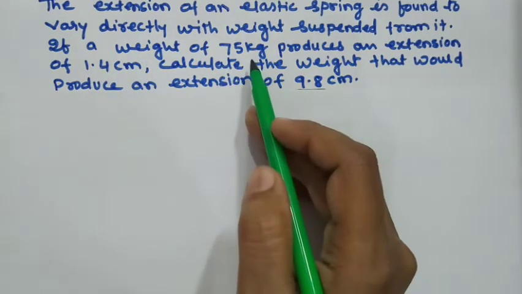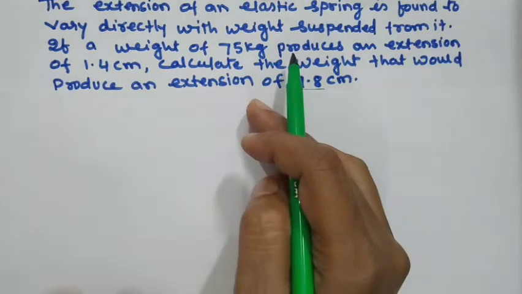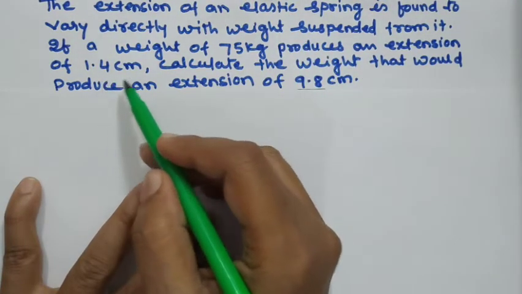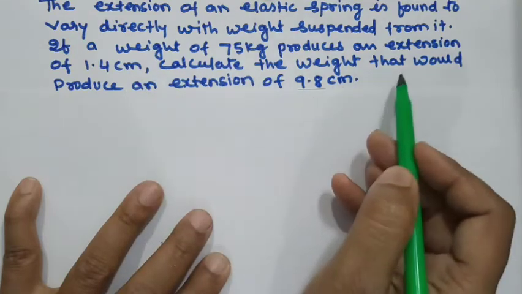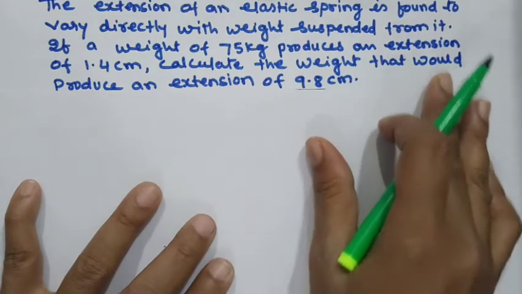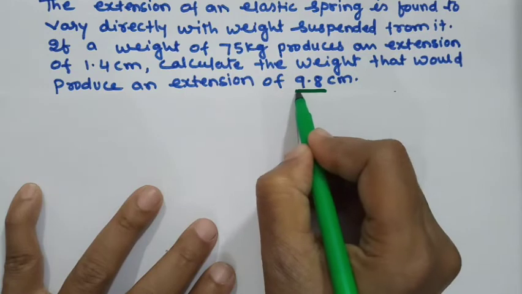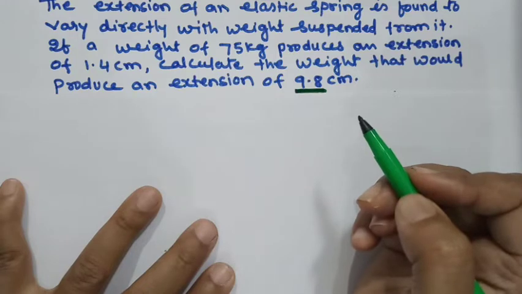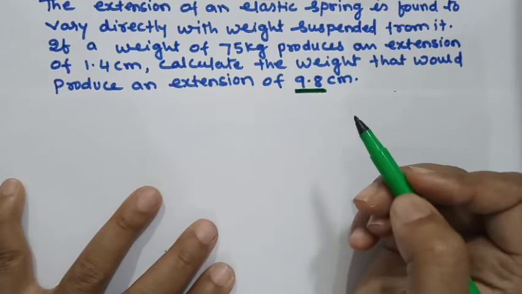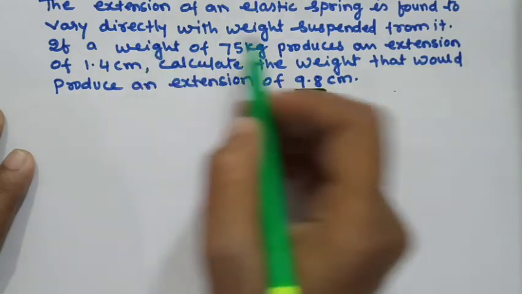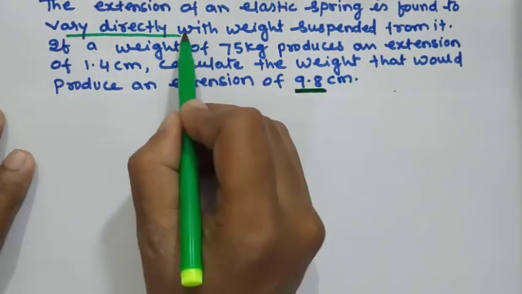So what is he saying? Suppose 75 kg of weight is suspended from that particular spring. So it is going to produce 1.4 centimeter of elongation. Calculate the weight that would produce an extension of 9.8 centimeter. Now see here, if you are going to suspend more weight, then only you are going to get the elongation of 9.8 centimeter, because greater the weight, greater will be your elongation. More the weight suspended, more will be the elongation. So this is the case of direct variation. It is already given here also, varies directly with the weight.